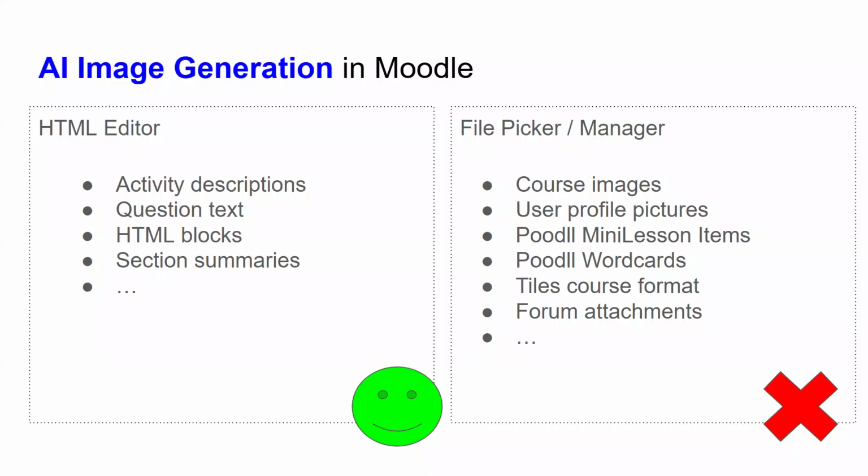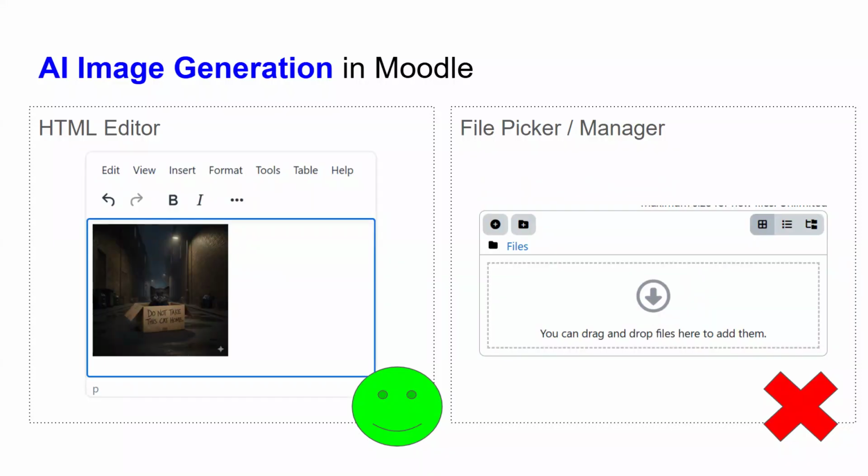AI image generation feature. So if you want to create course images or forum attachments or user profile pictures or some other content type, for example, a tiles course format image, you don't have the option to use the AI image generation within Moodle. Okay. So that's the problem that the AI image repository resolves.